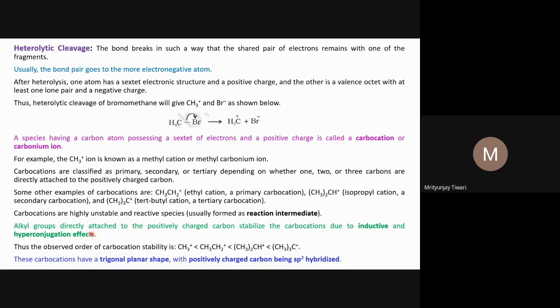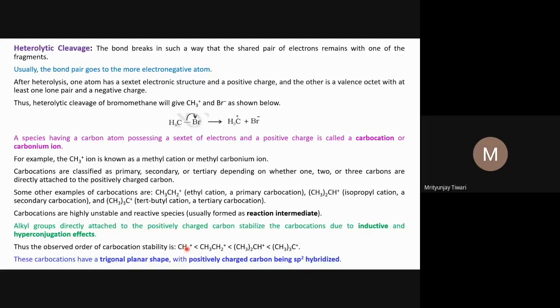Another effect is called the hyperconjugation effect. Hyperconjugation we will study later on, and then we will also see what conjugation is. Hyperconjugation means excessive conjugation. Conjugation we usually see in the case of pi electrons, or bonded electrons. When some sigma bonds are also in conjugation with a positive charge or anything, such conjugation is called hyperconjugation. So in this case, what do we see?